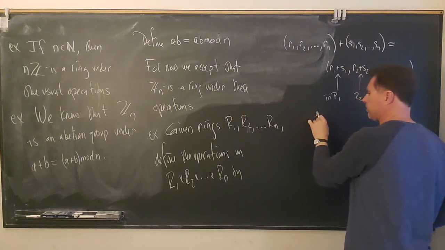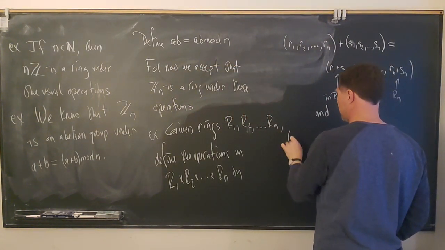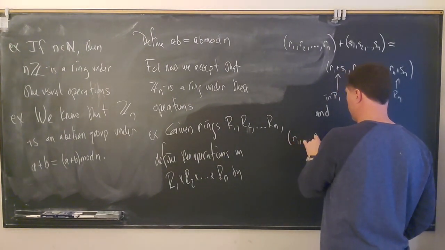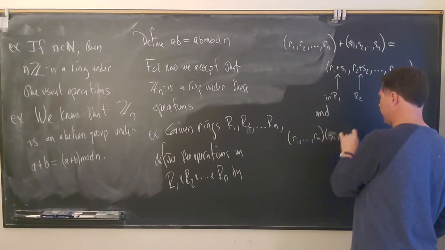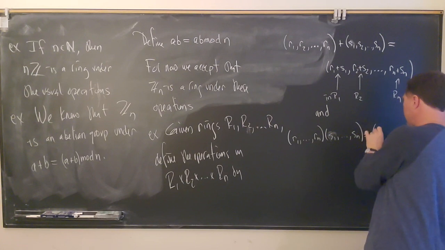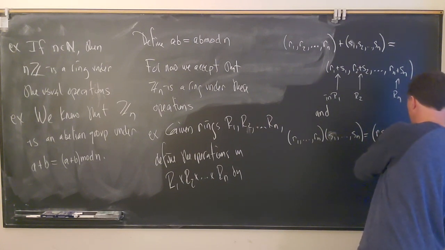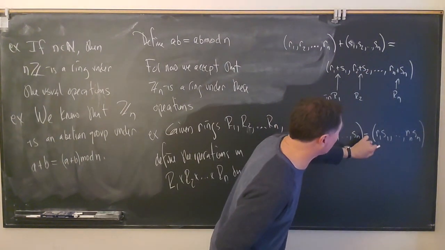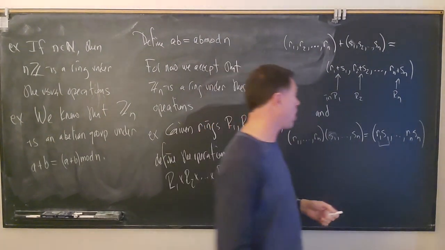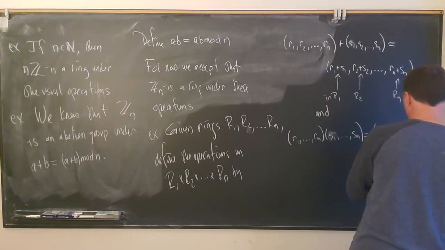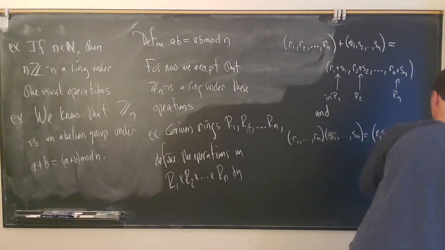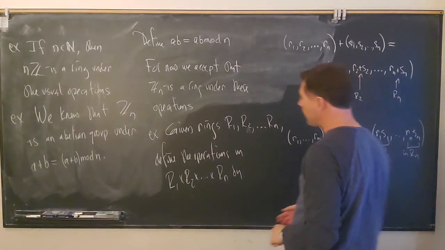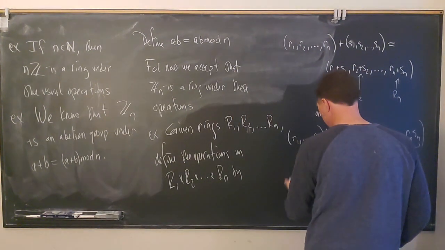So if we want to multiply r1 dot dot dot rn times s1 dot dot dot sn, that will be the obvious thing, r1 s1, comma, dot dot dot, rn sn, where the first product means multiplication in R1, the next one is r2 times s2 happening in R2, and the last one is happening in Rn. And you can check.